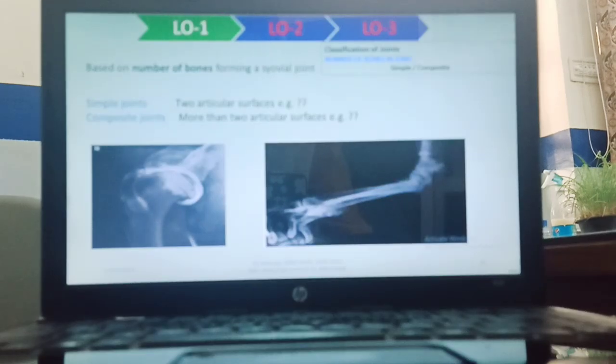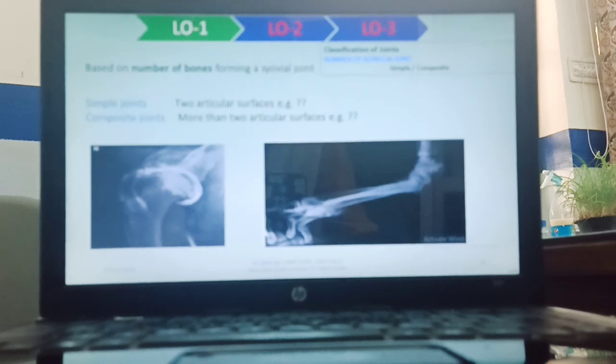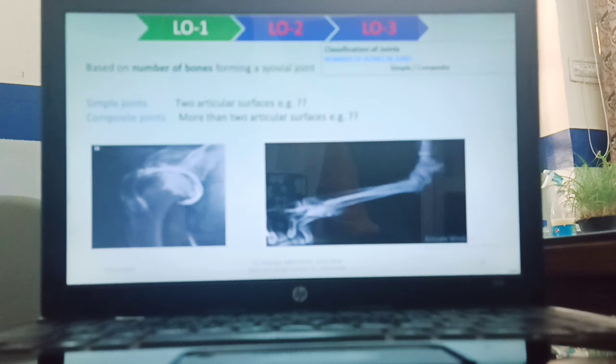Then the other basis would be classification of joints based upon the number of bones contributing in forming that joint. They can be called simple joints when only two articular surfaces come together to make up a joint. Example, I would have asked, but the shoulder joint is an example. Then composite joints. Actually, compound is a better word if you're saying that more than two articular surfaces are coming together to make up a joint.